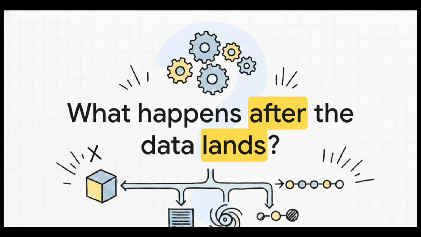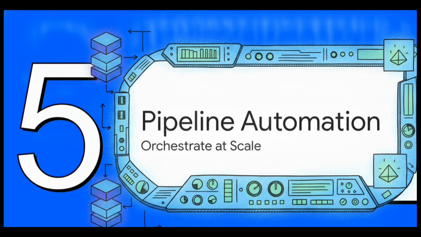But that brings up a really vital question for you guys. What happens after the data lands? Building one pristine data flow is awesome, but in the real world, things change fast. How do we actually orchestrate this at an enterprise scale? Which brings us to Section 5, Automating with data pipelines.